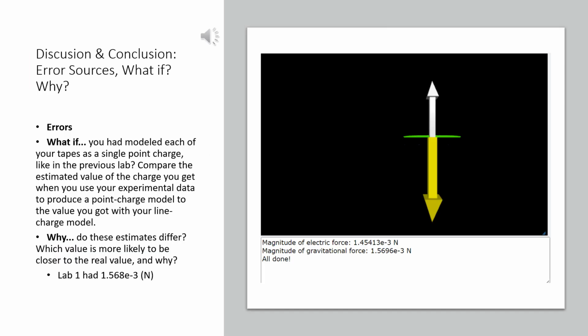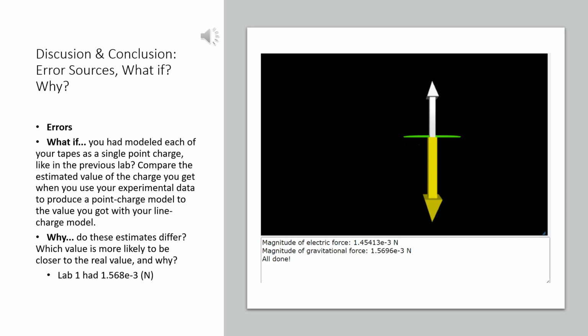As for errors in this lab, there was nothing that serious, so I'll just skip on from that. We probably overestimated the distance, the r value, but that's about it. So for what if we modeled each of our tapes as a point charge? Well, then obviously we get the same answer as Lab 1. And comparing the estimated value of the charge we get, in Lab 1 we got a greater electric force, which makes sense, right?